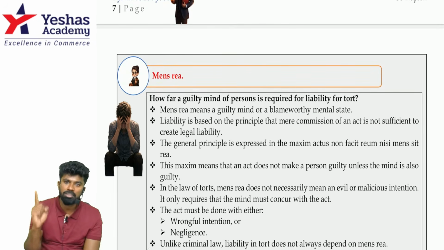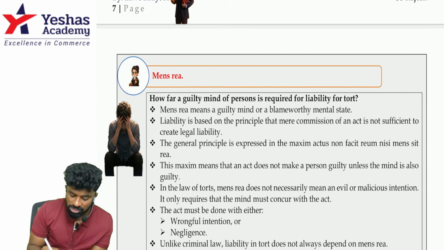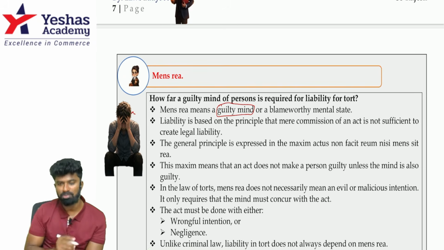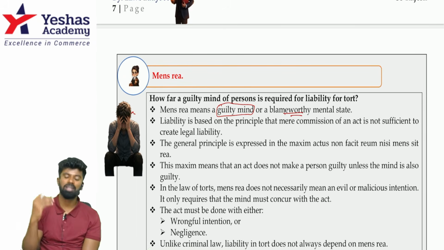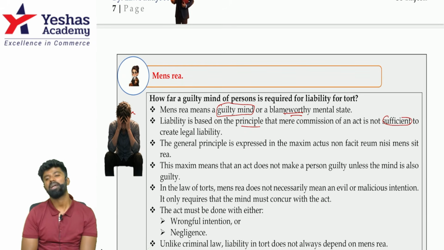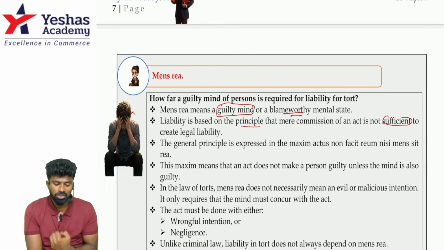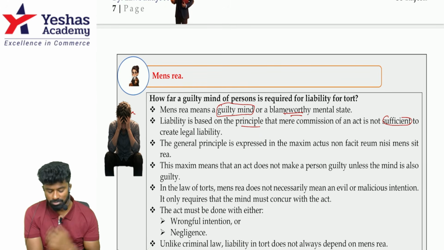Important concepts I want everyone to focus on. Listen, everybody. Mens rea is a guilty mind. This person has done something wrong, that is why he is guilty. Or blameworthy mental state. Liability is based on the principle that mere commission of an act is not sufficient to create legal liability. What is required to hold a person liable? Mens rea. Guilty mind.